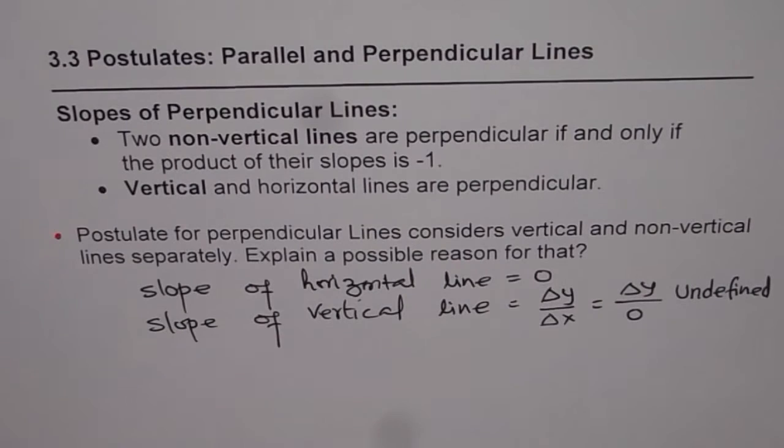And that is the basic reason why in these postulates for parallel and perpendicular lines, we have two different parts. One, we talk about non-vertical lines, and in the other part, we talk about vertical lines, right? After all, vertical lines are also lines, correct? So that is very important for you to understand.